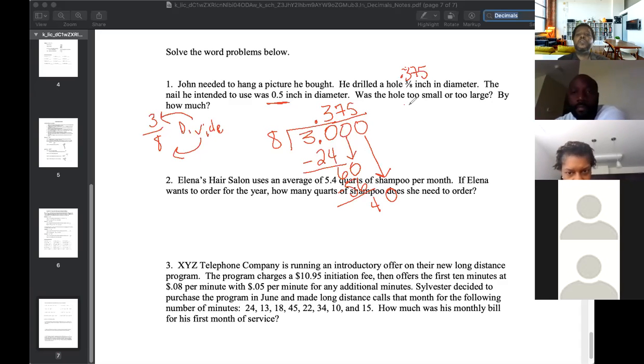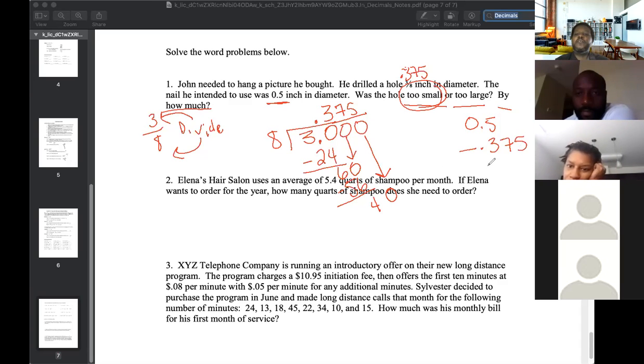Is the hole too small or too large? Too small. The hole is too small. Okay, by how much? How do we figure that out? You need to subtract to know the difference. Good, we have to subtract. So if we do 0.5 minus 0.375, anytime we do a subtraction, we need to make sure that we have matching place values with zeros. We have to add those zeros back in.